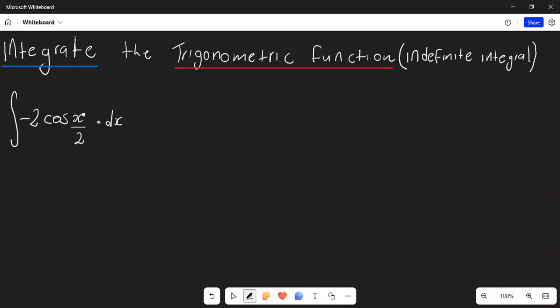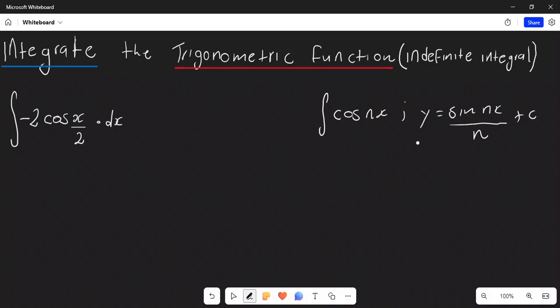Alright, let's do this problem here guys. As you can see, now we need to know what is the integral of cos. First of all, when we integrate cos n x, the integral of cos is positive sine. In fact, it's positive sine n x over n plus c.